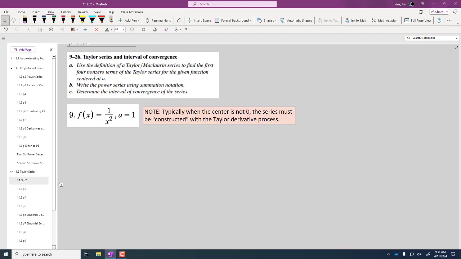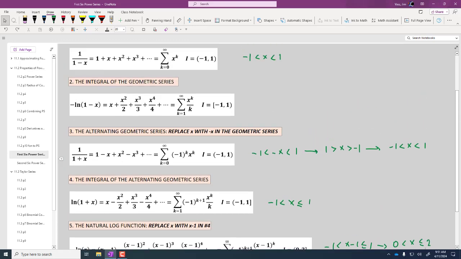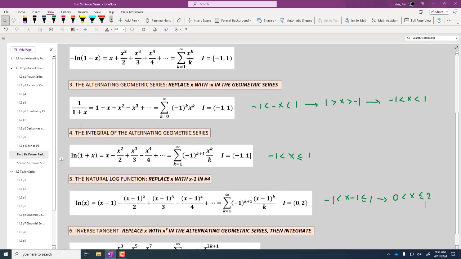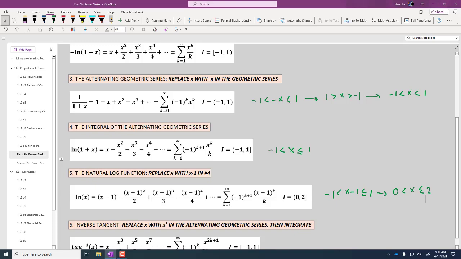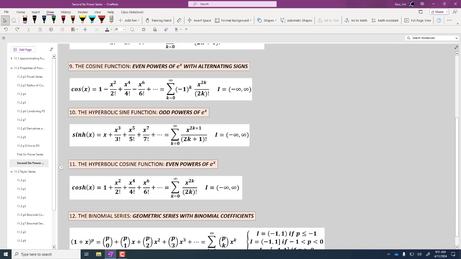Like if you look at these ones that we have up here, I think there's only one of them that's not centered at the origin. So if we're trying to find a Maclaurin series, a series centered at the origin, most of the time we can get to a Maclaurin series by manipulating one of these known power series that are already centered at the origin. Most of the time.